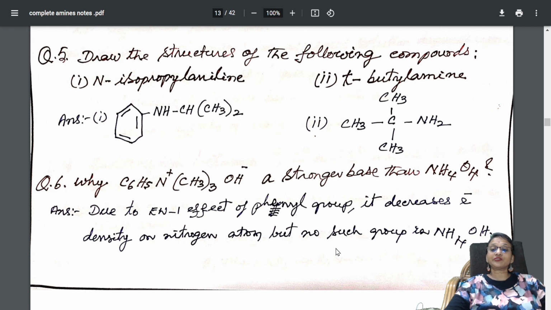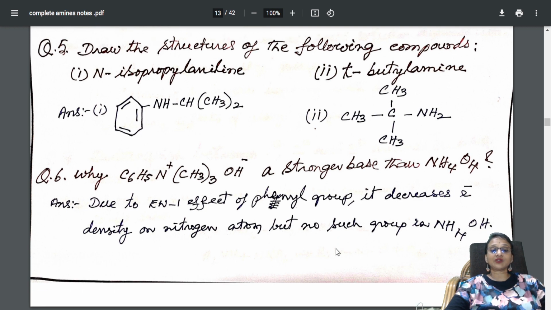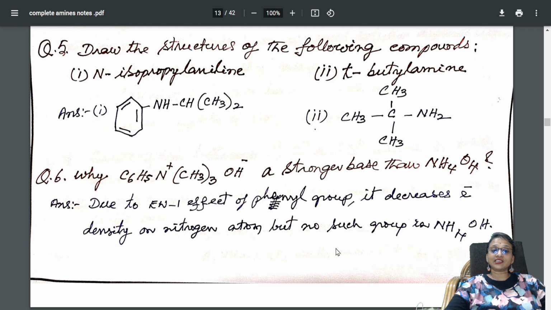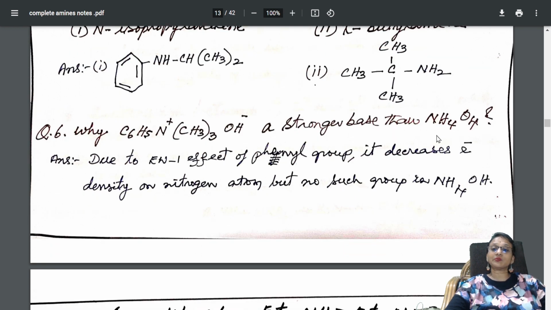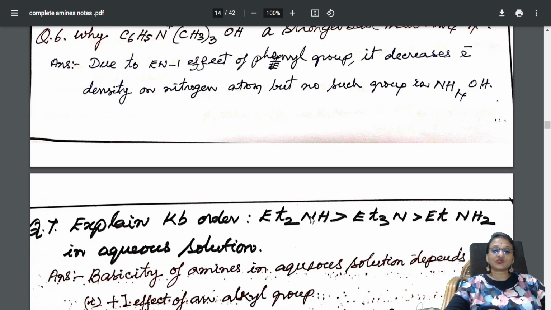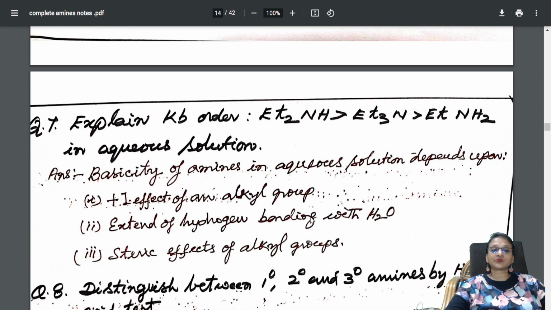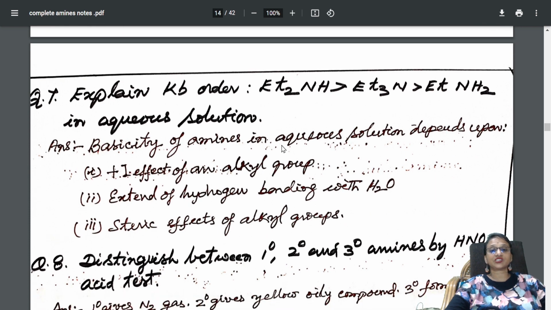So I also added a few reasoning questions. Why is this acting as a stronger base than ammonium hydroxide? This is OH, this is OH. Done. Reason also I have given. So gradually I took you into a concept called explain the base dissociation constant value. Basicity depends upon plus I effect, extent of hydrogen bonding, steric effect, like that.